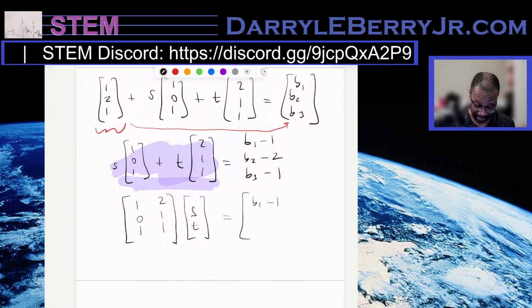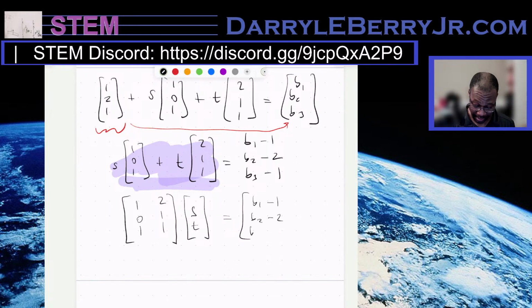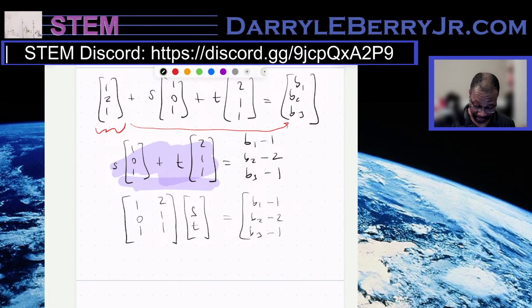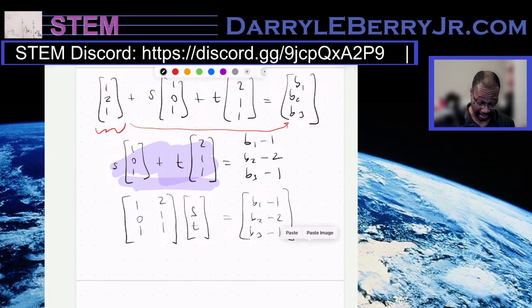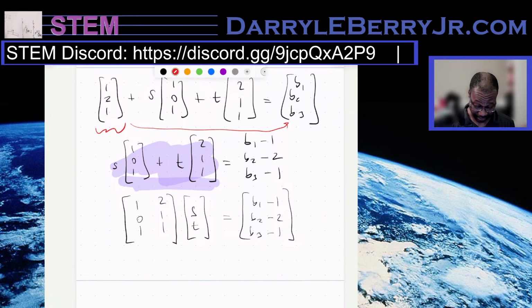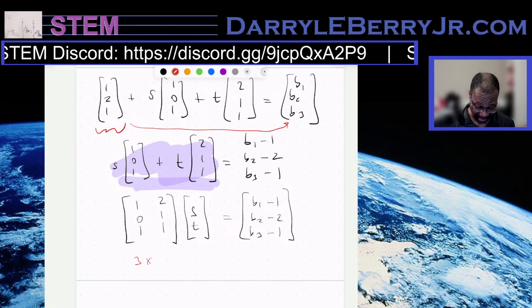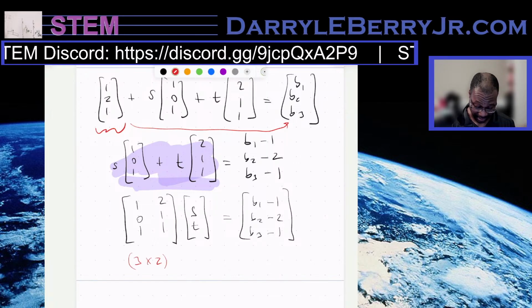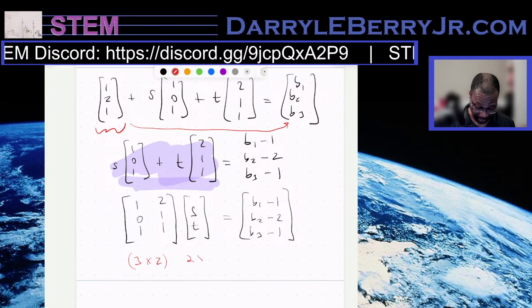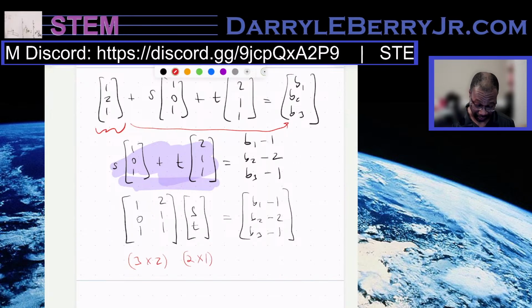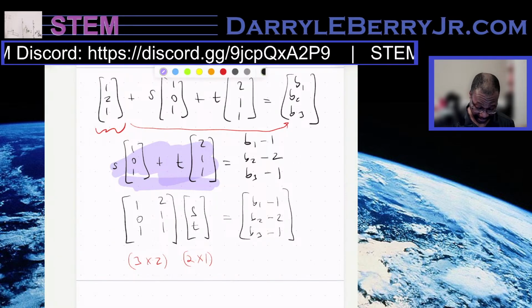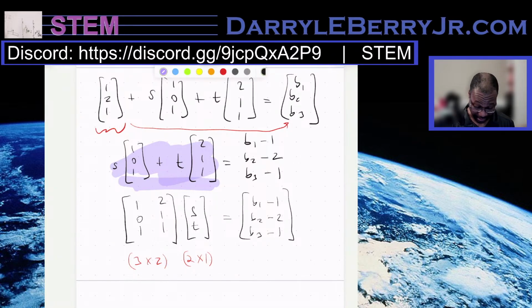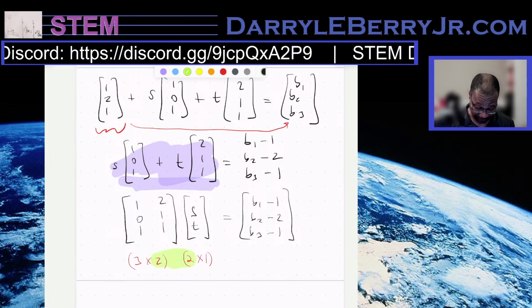b1 minus 1, b2 minus 2, b3 minus 1. Now let's check our understanding from earlier. We have 3 rows and 2 columns. I have 2 rows and 1 column. So what should I have here? These two things are the same. Therefore, I can multiply them together.